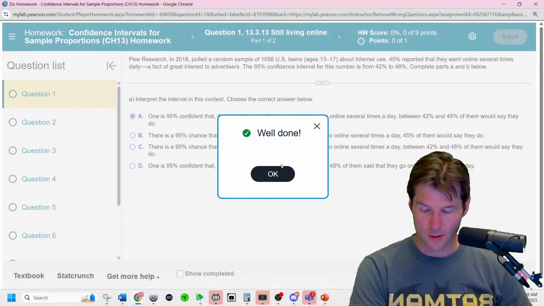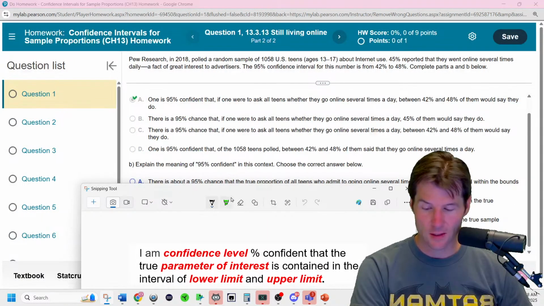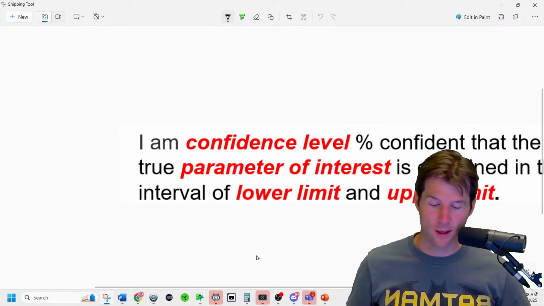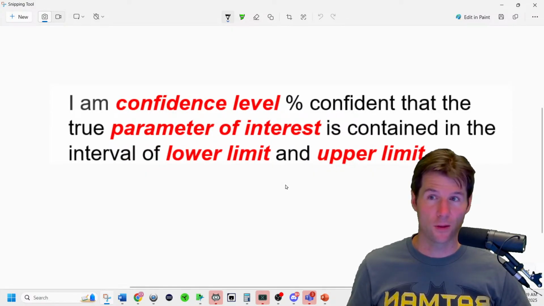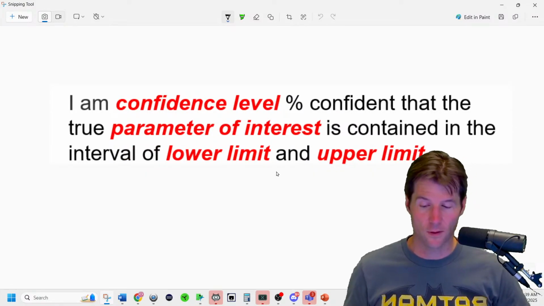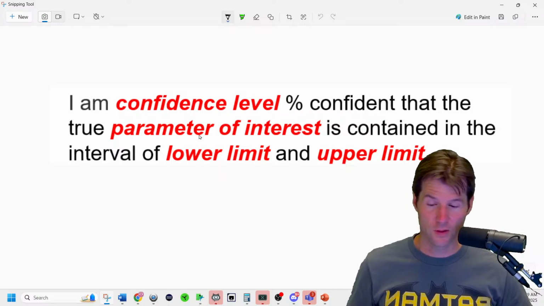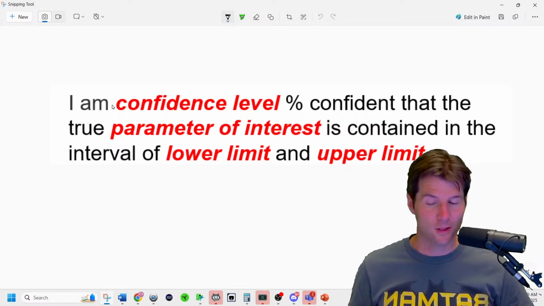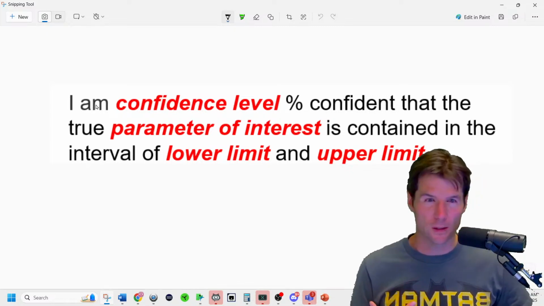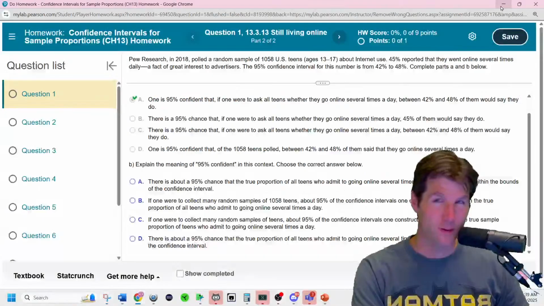Make sure to write this down. There are written questions on the test that have you do this. You just say, I am 95% confident that the true proportion of teenagers who are online constantly is contained in the interval 42 to 48. Notice that this is usually where people get stuck, and so you need to know how to write this out. I just say I am. You can say we are, 1 is. I just like to say I am. It's the way I always taught it.